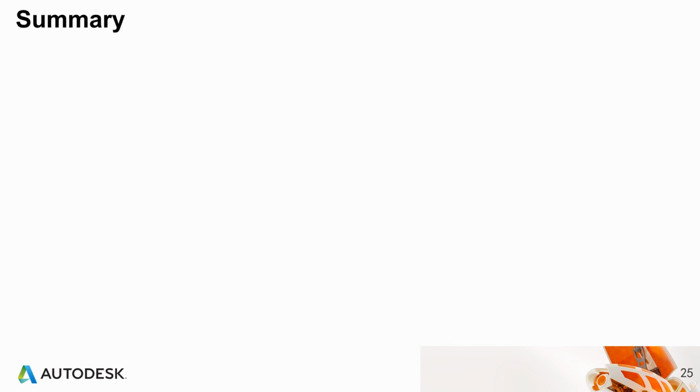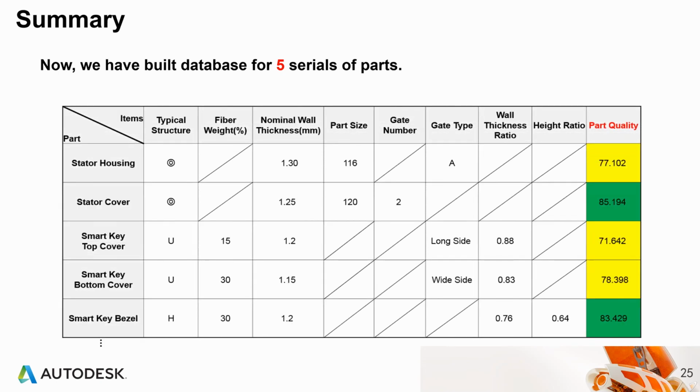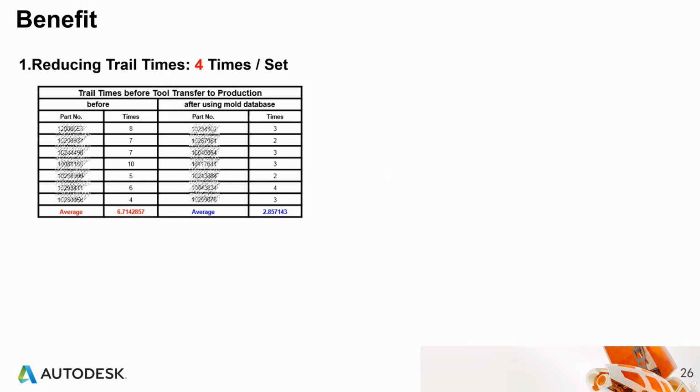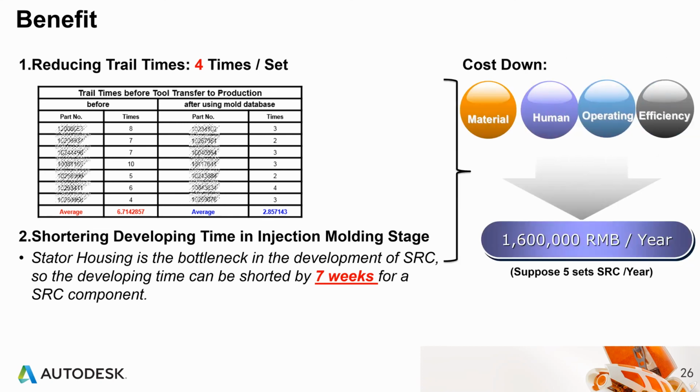Now, this is a summary. We have built databases for 5 types of parts. As you can see, the key factors are different for each type of part. Benefits. The benefits are in the form of trial times and development cycle. In a word, we cut costs by about 1,600,000 RMB every year.